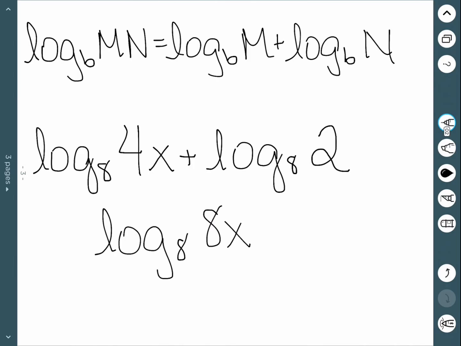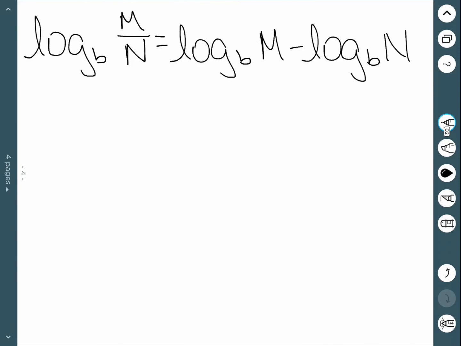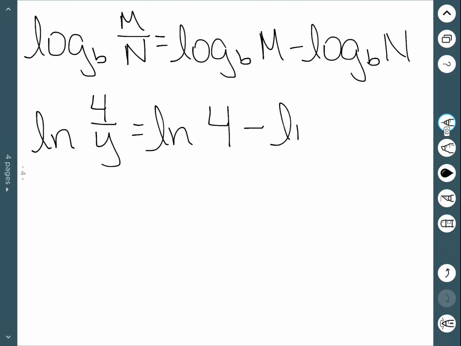Now that we've looked at our additive property, with exponents we had that when we divide we subtract exponents, so let's see its related property in logarithms. Here, if we're actually dividing something and taking the log, it's going to be related by a subtraction. As an example, if I look at the natural log of 4 over y, this would be the same thing as ln of 4 minus ln of y.